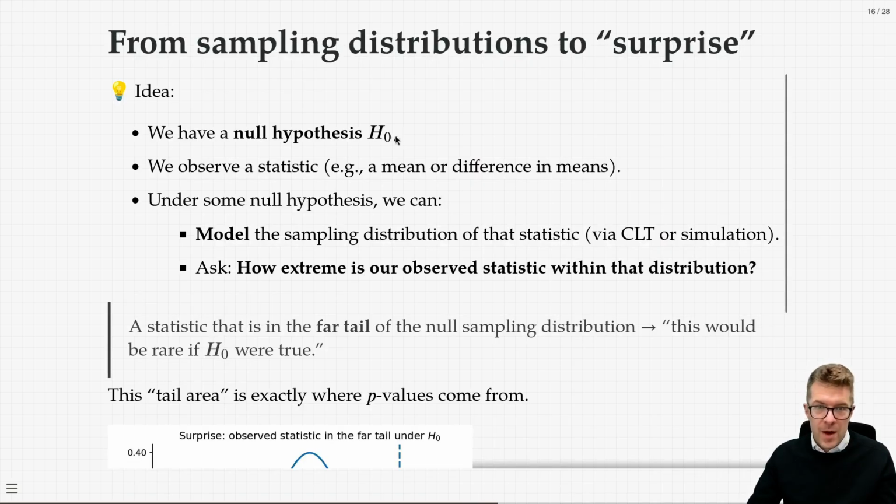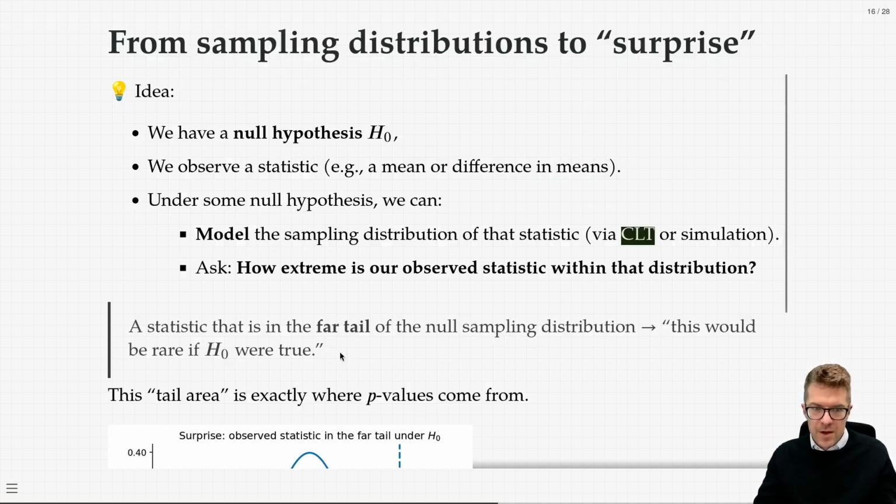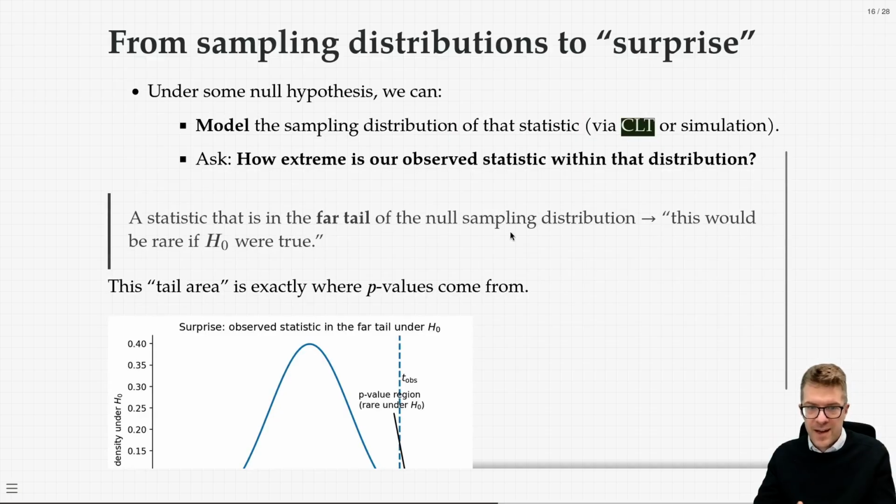So we have a null hypothesis. We observe some statistic, the t statistic I mentioned a moment ago. And for example, this could be the mean or a difference in means. We'll take the mean for now. Our t statistic is means. And then under the null hypothesis, we can model the sampling distribution of that statistic. You can use the CLT for this, if it makes sense, or you can do some other kind of simulation. And then you can ask how extreme is our observed statistic within this null hypothesis distribution. So a statistic that is in the far tail of the null sampling distribution could mean that this would be extremely rare if the null hypothesis is true.